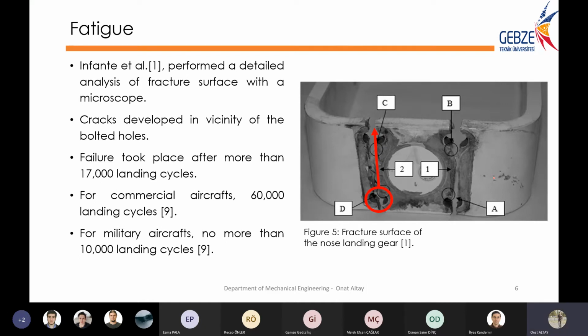Infante performed a microscopic fracture analysis of a deformed fork, and he found that a crack propagates from the bolt holes to the whole fork surface. This failure took place after more than 17 landing cycles. Standards state that for commercial aircraft, landing gear must survive 6,000 landing cycles, and for military applications, no more than 10,000 cycles.